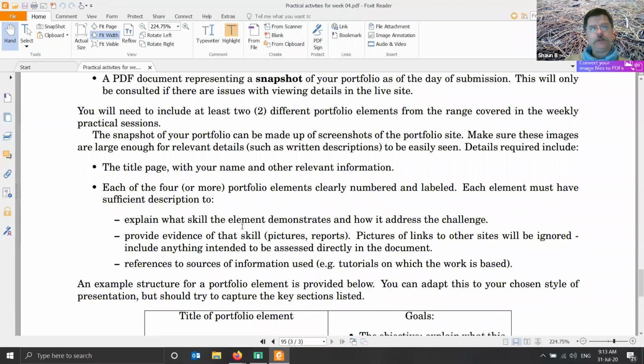What each element must describe is the skill that the element represents. So what you are trying to show off in that portfolio element. You can then present the challenge you were provided and explain how you are going to apply that skill in order to address the challenge. Give us some evidence, so show us what you're doing.